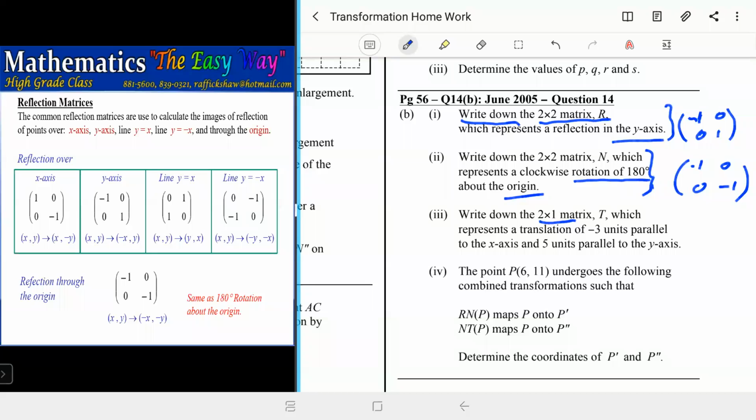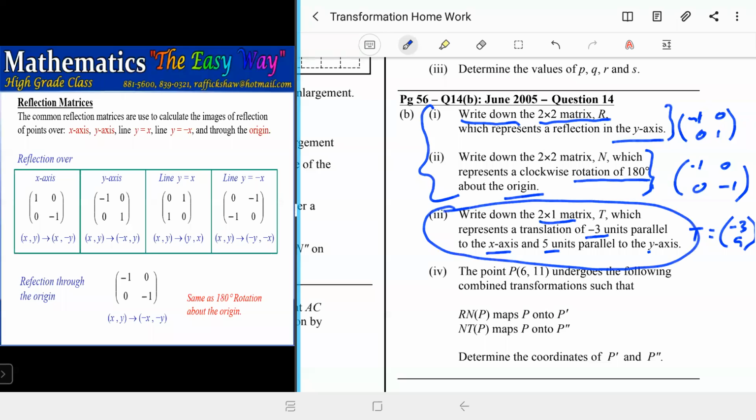Look at this one now. Write down a 2 by 1 matrix translation, representing a translation of -3 parallel to the x-axis and 5 parallel to the y-axis. That is t equals -3, 5. That's it. Easy 3 marks if you just know the matrices. So these two you have to know. This one you can work out because I gave you the values, the -3 and the 5.